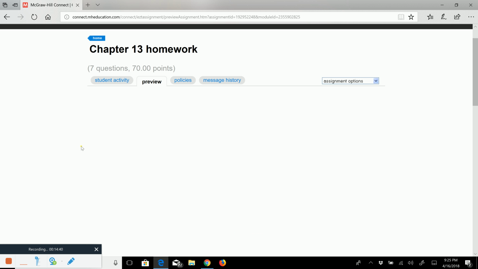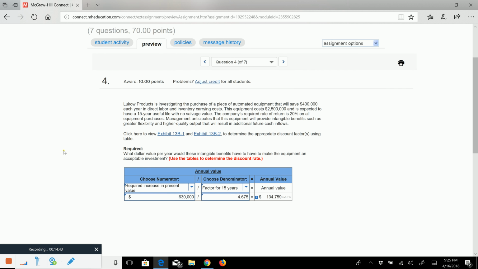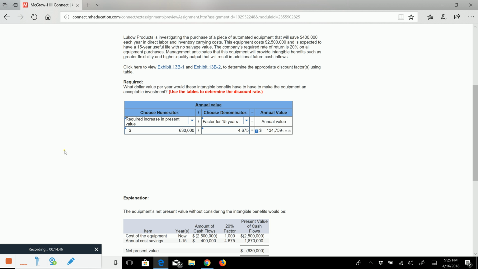Okay, next. Next we have a company, Luco Products. They're investigating the purchase of a piece of automated equipment that will save $400,000 each year in direct labor and inventory carrying costs. So we're trying to actually use some technology that is going to save us on some manual labor, as well as some carrying costs in our warehouse. We don't have to carry so much inventory. Now, yeah, it'll save $400,000 a year, but the equipment is pretty darn expensive. The equipment is going to cost us $2.5 million.